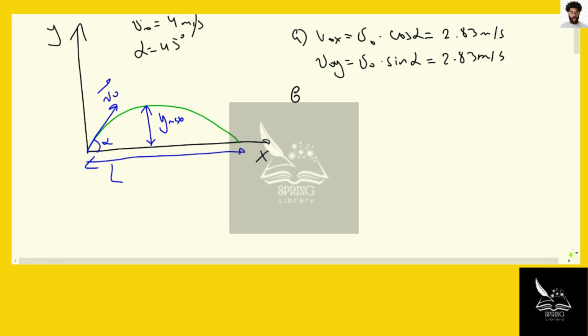Now, we can find the maximum height of the ball. So we need to find h max. In order to find this parameter, we have to first describe both velocities as a function of time. So the horizontal velocity doesn't change because there is no force in the horizontal, in the x direction. However, in the y direction, the gravity will be initially reducing the speed of the ball.